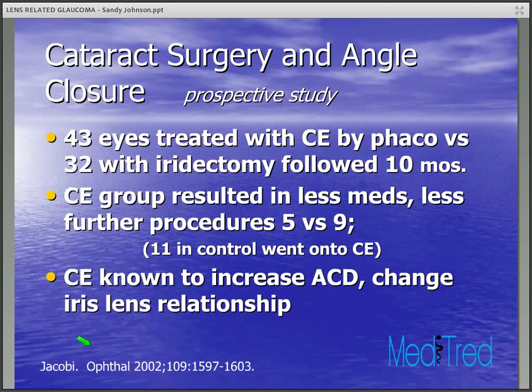So we all know, of course, that cataract surgery does increase our anterior chamber depth, and it does change the relationship between the iris and the lens. You know, it lets the lens fall back away from the iris, takes the posterior pressure off the iris when there's a thin intraocular lens in place rather than a thick cataract.